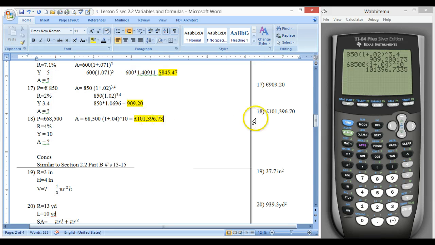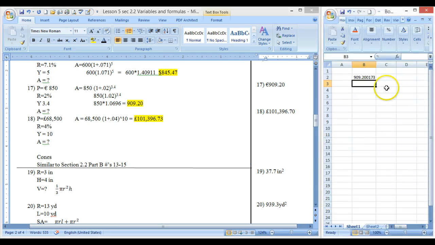Oh, somehow mine's a little different in this one. Let's just double check in Microsoft Excel just to see if I typed everything in right. Equals 68,500 times parenthesis 1 plus 0.04, close the parenthesis, Shift 6 to raise it to 10. Oh, yep, it looks like I typed that in wrong previously. That should be a 3.